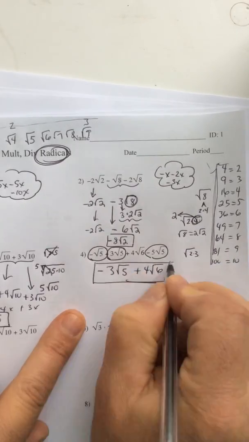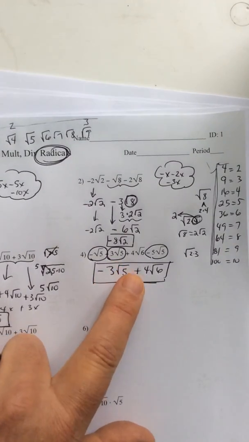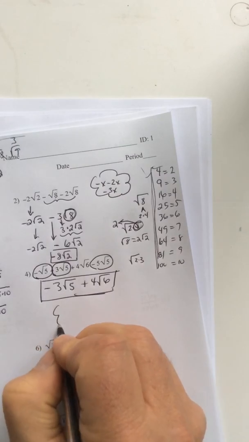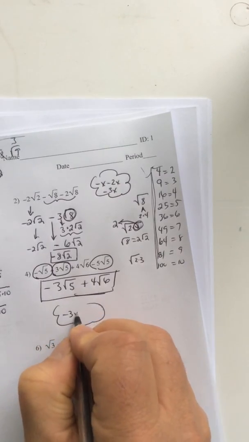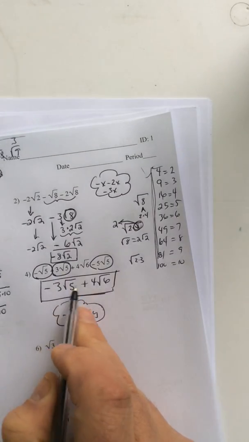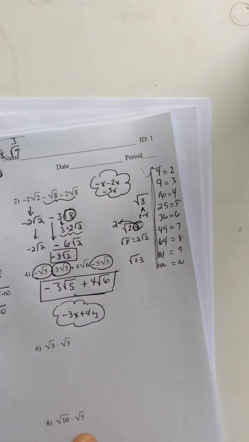The square root of 5 and square root of 6 don't go together any further. That is as simple as it gets. It doesn't go any further because that's kind of like negative 3x plus 4y. See, they don't go together any further than that. The 5 and the 6 have to be the same in order to add it up.